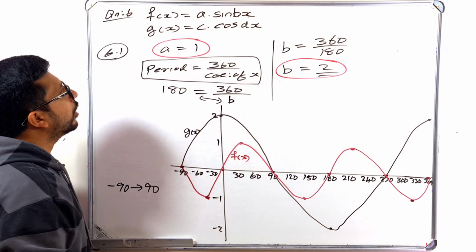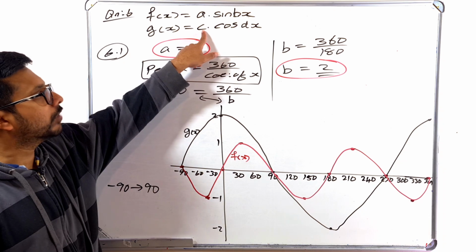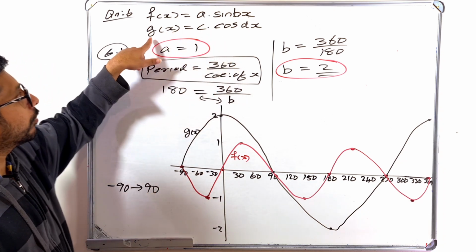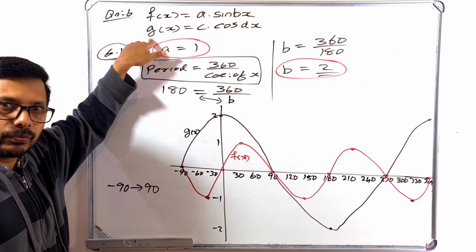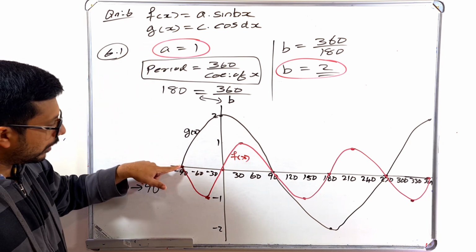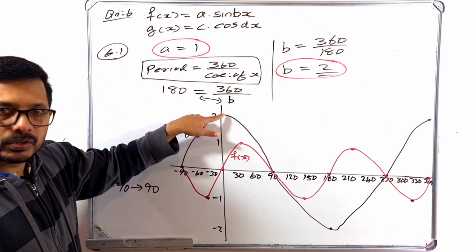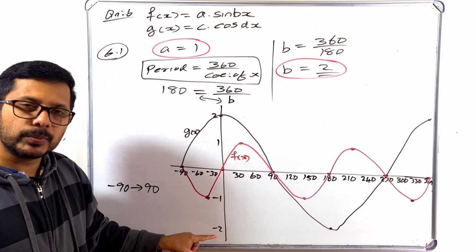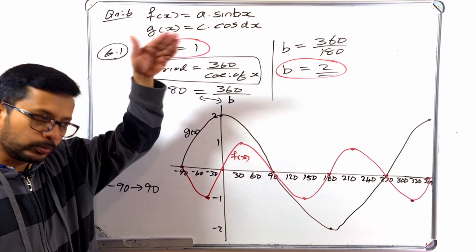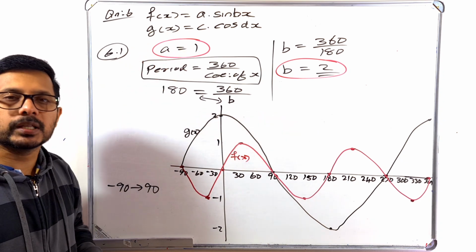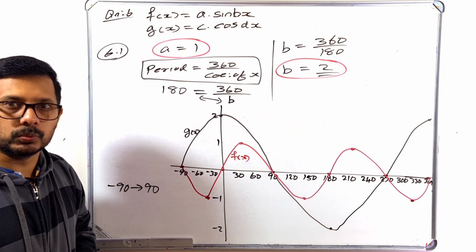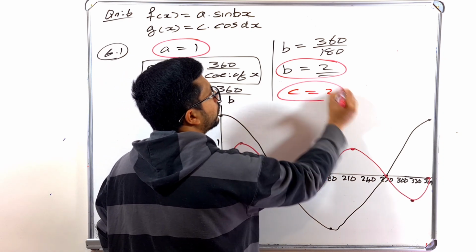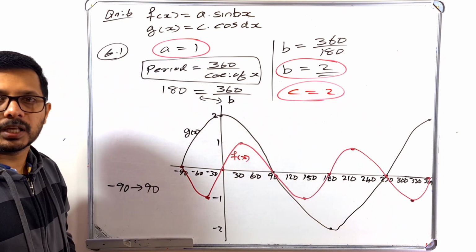Now we have to find c. What is this c? C is the amplitude. Don't forget that the graph is different, it is g of x. For the g of x graph, can you see that the maximum value is 2 and the minimum value is -2? That means it is from -2 to +2. So what is the amplitude? It is 2. So the value of c is 2. There you have it, directly we can write.